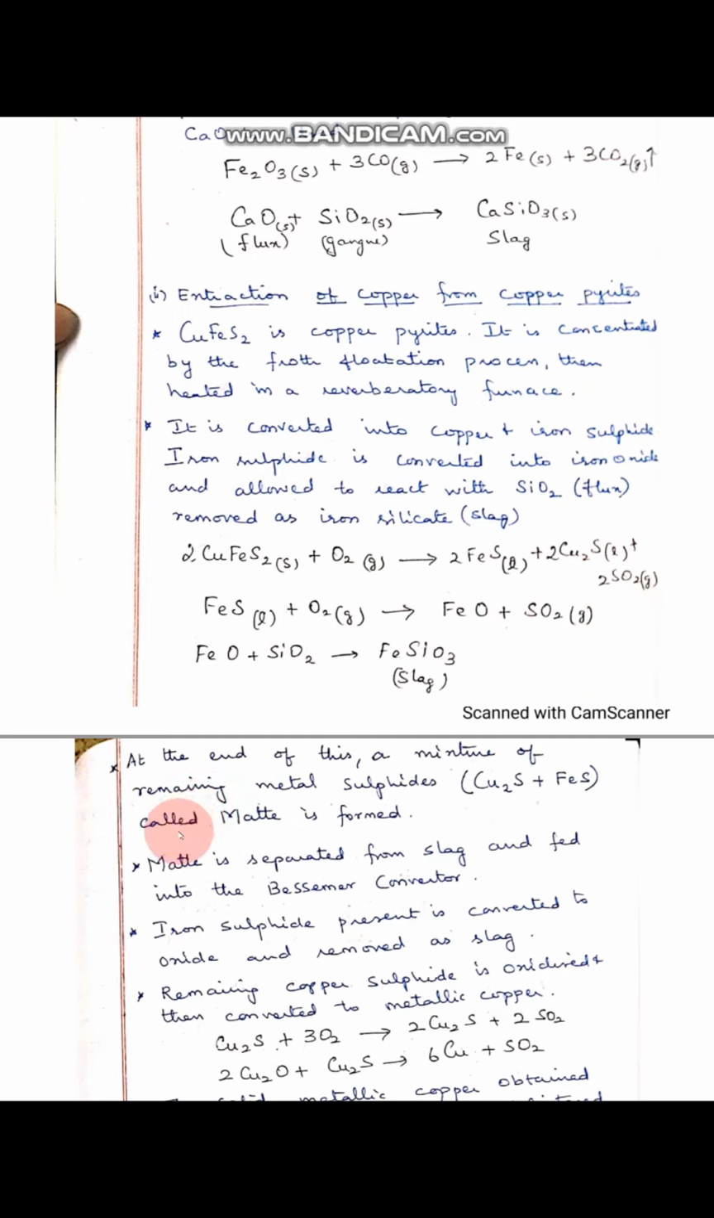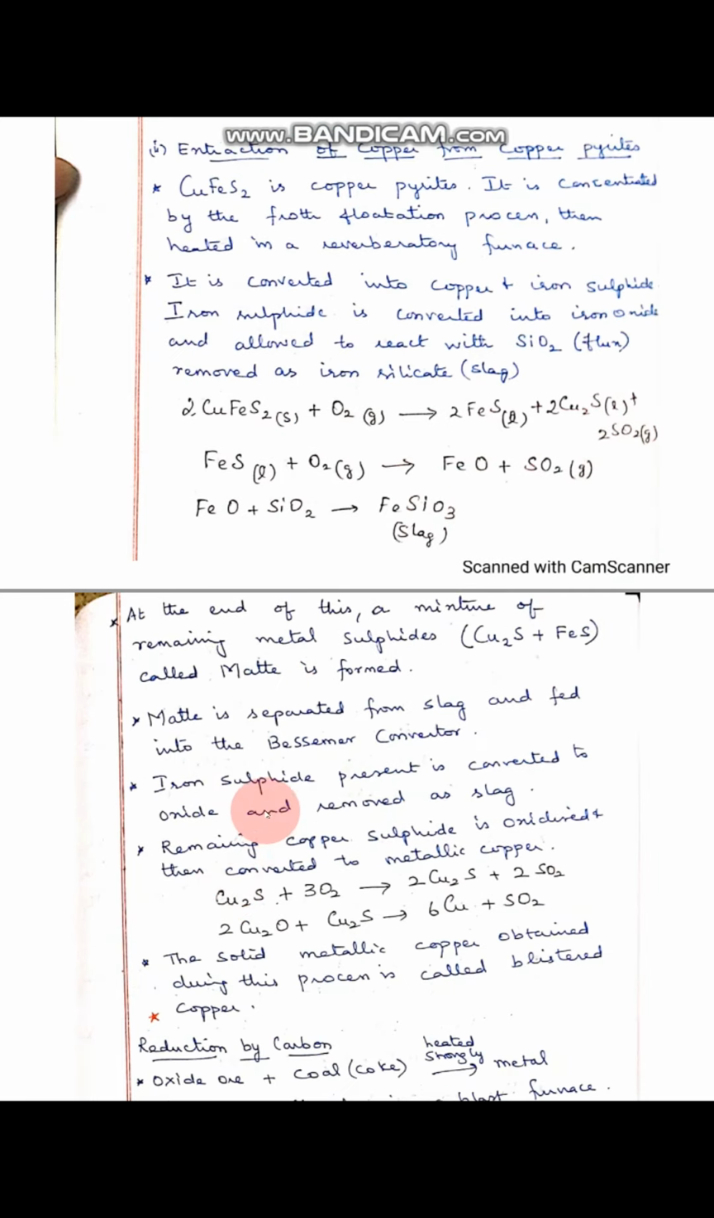At the end of the smelting process, during the extraction of copper, we get a slag, which is iron silicate, and we also get a mixture of metal sulfides, cuprous and ferrous, and that is called matte. This matte is then separated from the slag and taken into the Bessemer converter, and the iron sulfide present is further converted into iron oxide and removed as slag. The remaining copper sulfide is converted into copper oxide and then into copper.